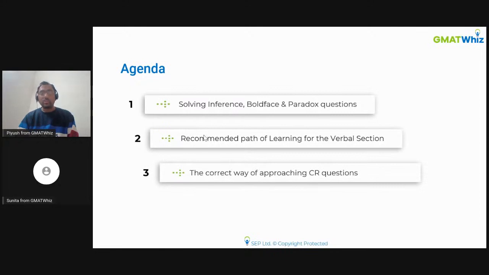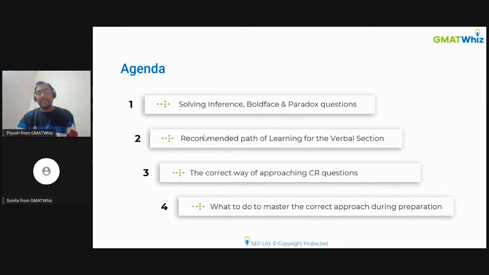We will also help you understand the correct way of approaching CR questions. Because it's not about just the 4 or 5 questions that you're going to solve. It's more important that you learn how to solve any CR question using the right methodology. That's something we are going to talk about.